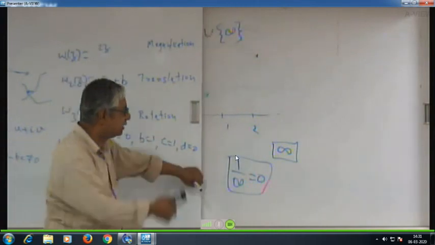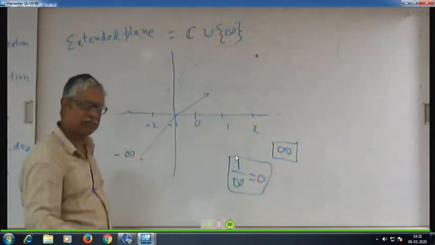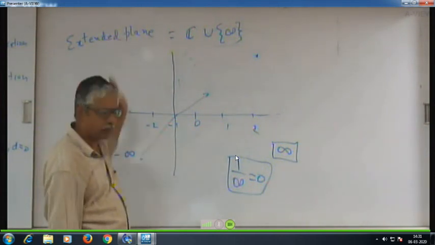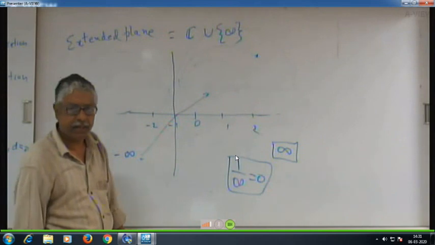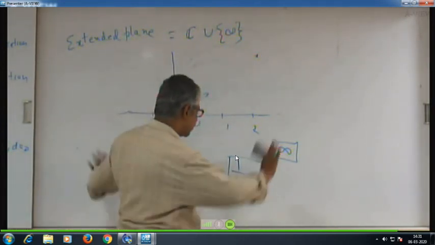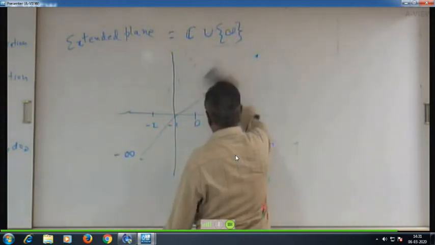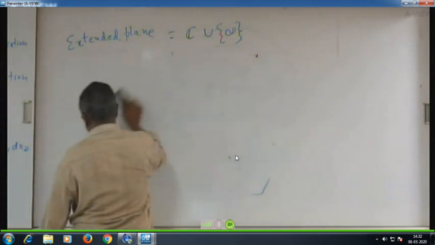We can't tell. Does it go to plus infinity or minus infinity? That is a confusion. In complex numbers, your problem is solved because there is only one infinity. There is no plus infinity, minus infinity. So 0 will go to infinity under inversion. Inversion means 1 by 0. So these are basic bilinear transformations, and I also told you about bilinear transformation on the extended plane.